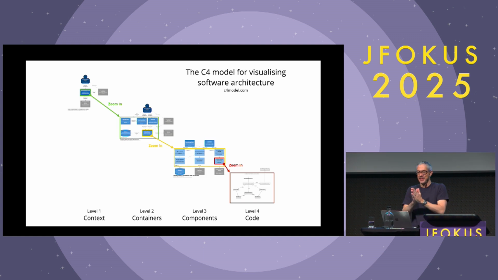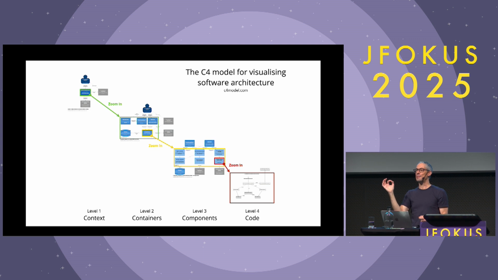C4 is actually named after the diagram types. So it's context, containers, components, and code. So yeah, it's four levels of diagrams that map onto those four levels of abstraction. And really we draw a system context diagram. This is the top level diagram. It shows you the system and the world around it.